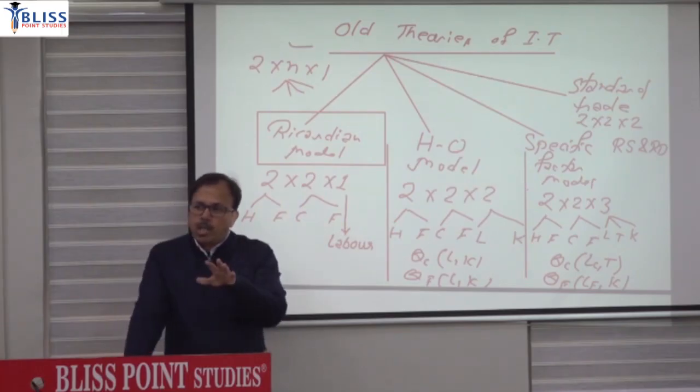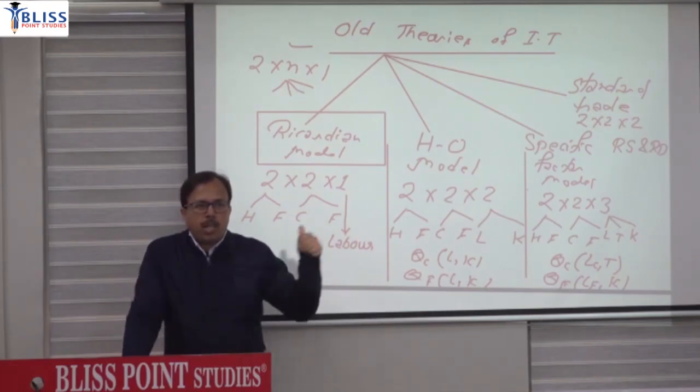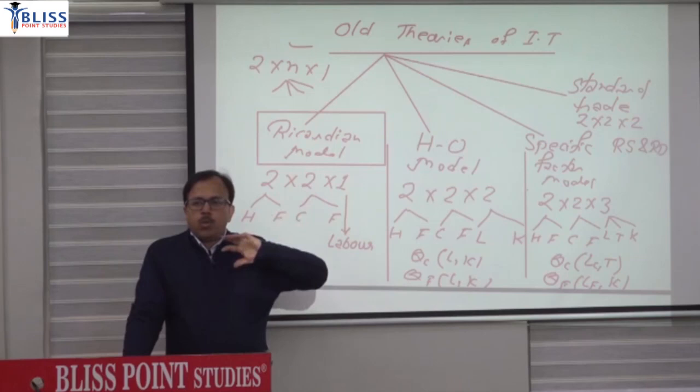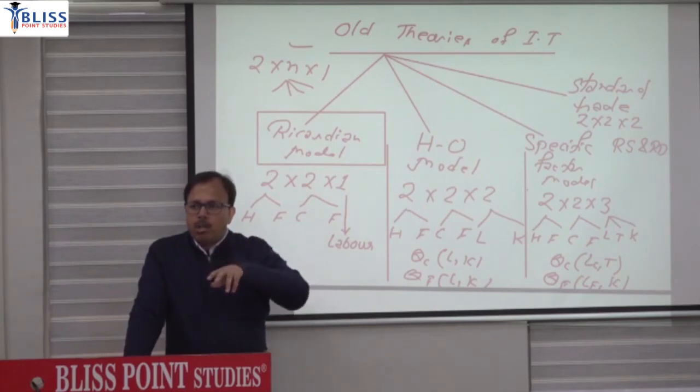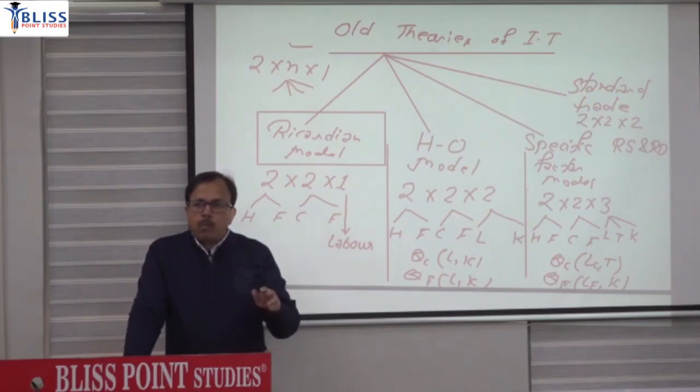So usually the Ricardian model is 2 by 2 by 1, but it can be generalized for a multiple good model also. Not asked so far in the paper, but if the question says explain the Ricardian model by taking n number of goods for multiple products, then we have to add that part.